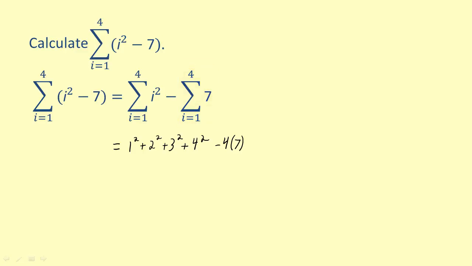Now let's simplify. We get 1 plus 4 plus 9 plus 16 minus 28. Simplifying further, we get 2. So, the sum of the given expression from i equals 1 to 4 is 2.